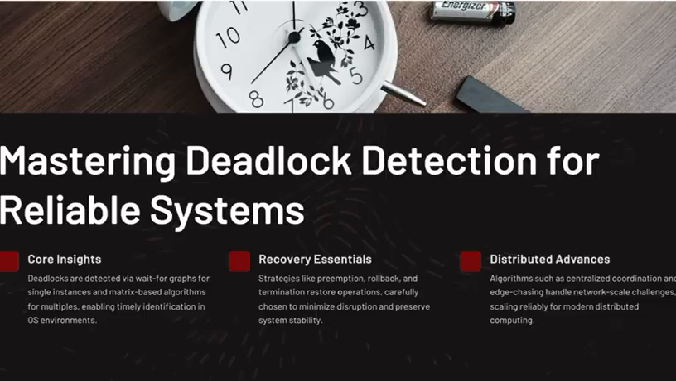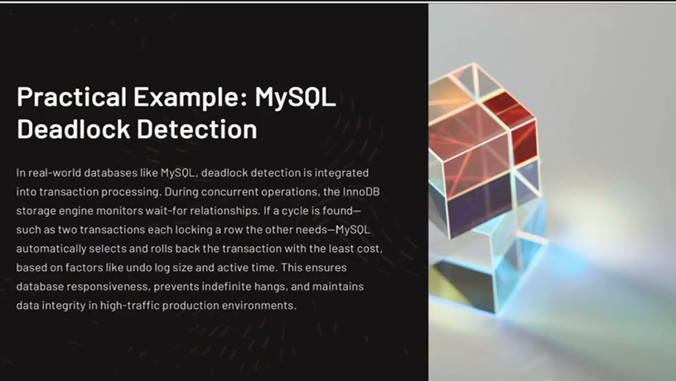So there is a practical example in MySQL deadlock detection. In real-world databases like MySQL, deadlock detection is integrated into transaction processing. During concurrent operations, the InnoDB storage engine monitors wait-for relationships. If a cycle is found, such as two transactions each locking a row the other needs, MySQL automatically selects and rolls back the transaction with the least cost, based on factors like undo log size and active time. This ensures the database stays responsive, prevents indefinite hangs, and maintains data integrity in high traffic production environments.